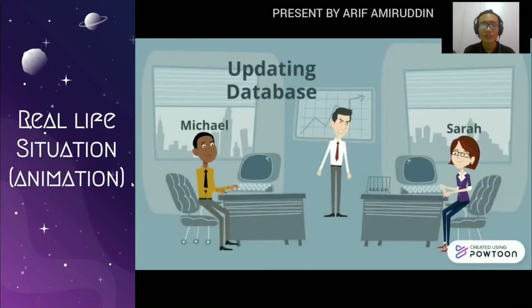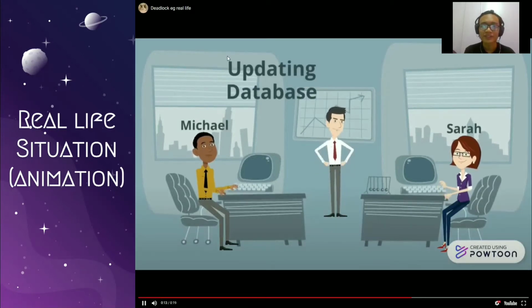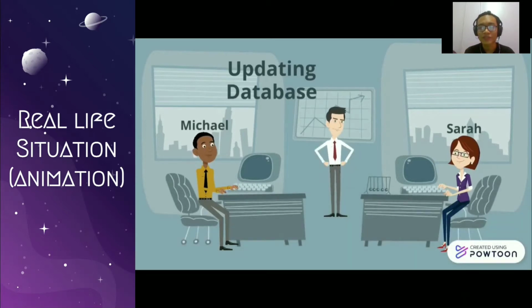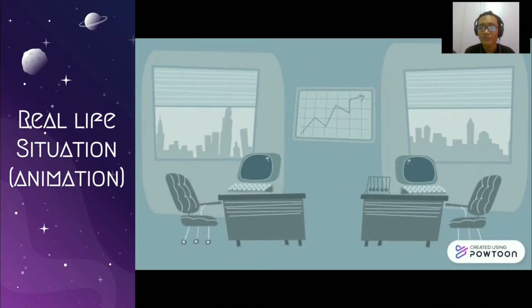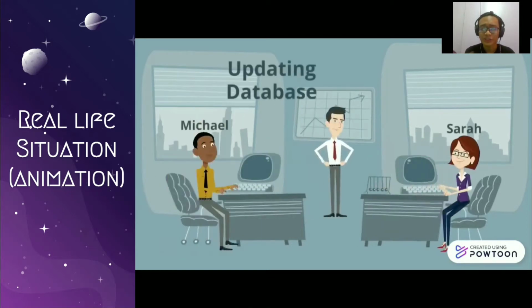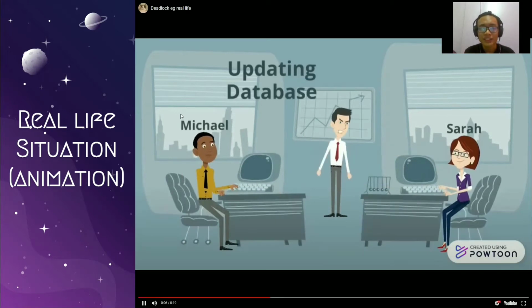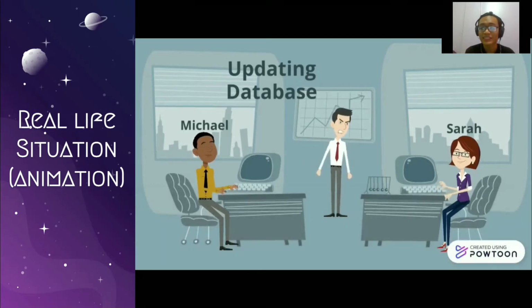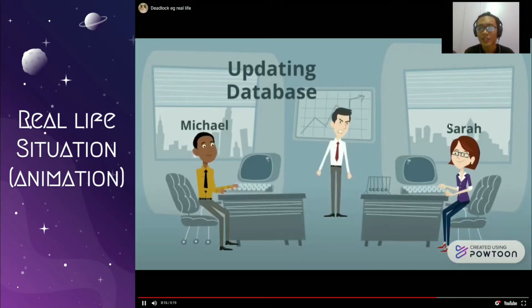One example of deadlock in a real-life situation is updating a database. Generally, updating a database is not an example of deadlock. However, depending on the situation and circumstance, it could also be a deadlock. In this situation, Michael and Sarah both are trying to access the same table inside the same database. They want to change the value, they want to update the value of the same table.